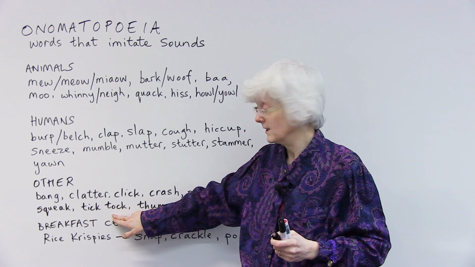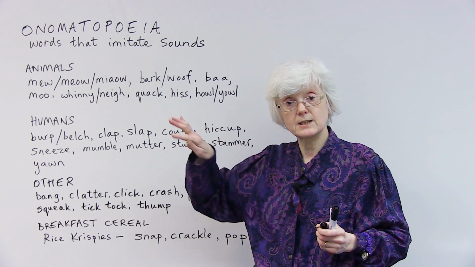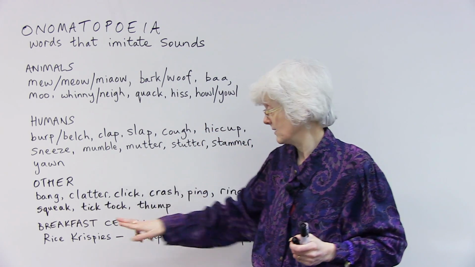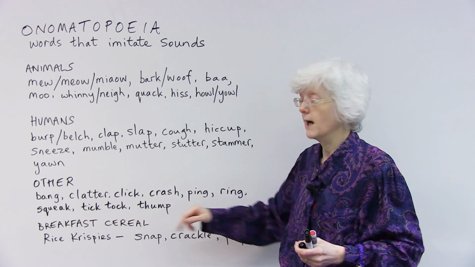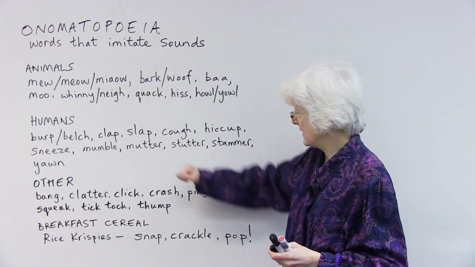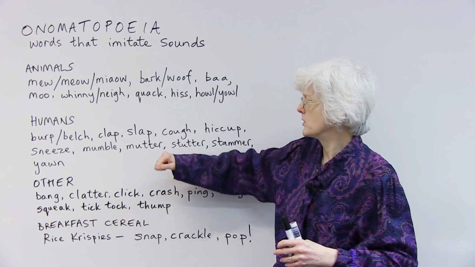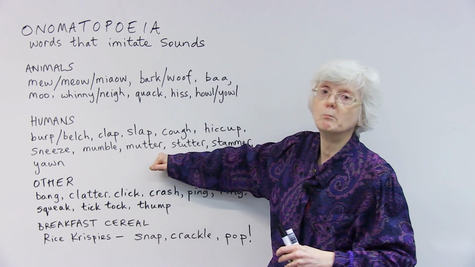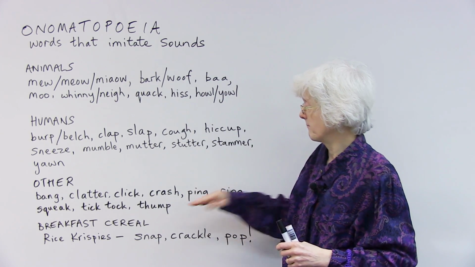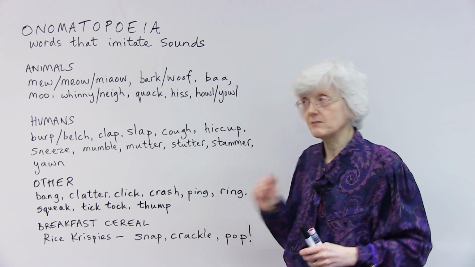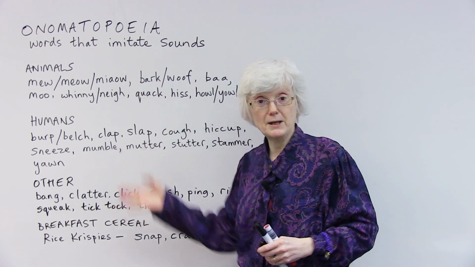A clock. Tick tock, tick tock, tick tock. Okay, tick tock. And thump. Oh, again, it's like a sort of dull sound. Thump, thump, thump. Okay. Right, so that's quite a few onomatopoeia words.